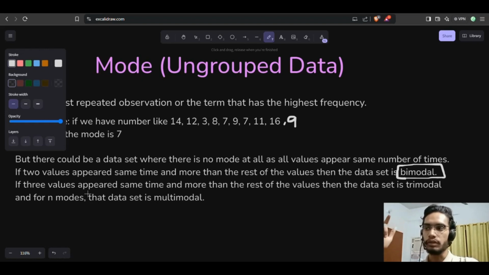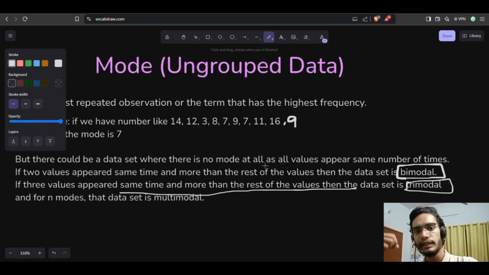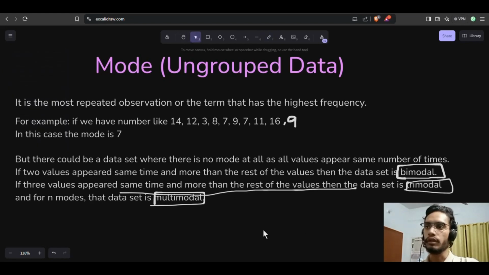Now, if 3 values appear equally often and more than the rest of the values, it is called trimodal. And if there are more values, like 5, 6, 7, or 8 numbers repeating the same number of times, then it is called multimodal. So there would be many modes in that case. This is all about the mode in the case of ungrouped data.